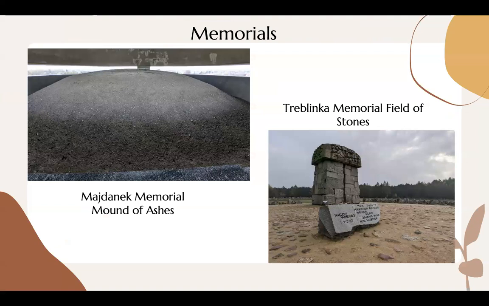In this final slide, we'll look at 2 of the memorials of Nazi Germany and the death camps. The one at Majdanek is a mound of ashes that was placed at Majdanek for the victims, and in Treblinka, this is a field of stones that is used to memorialize the victims of Nazi Germany at Majdanek and also at Treblinka.